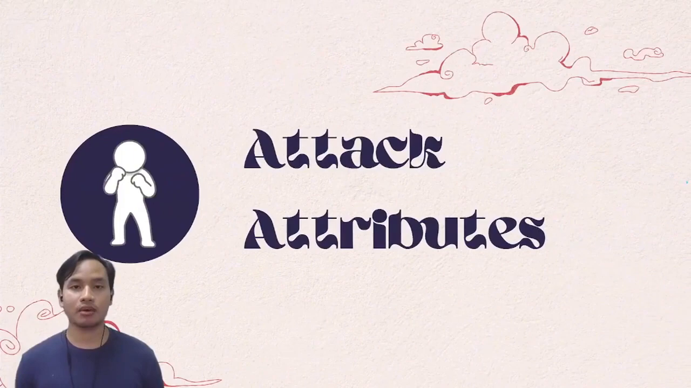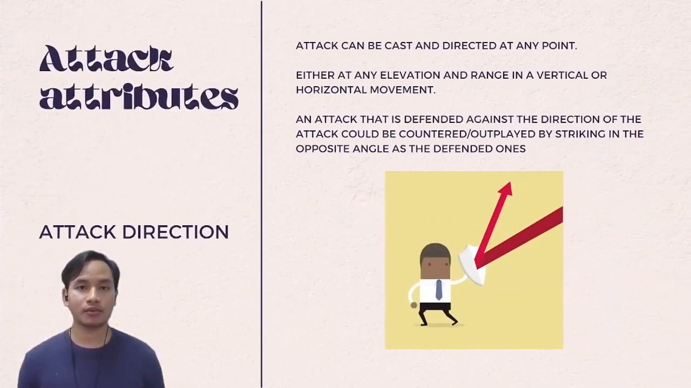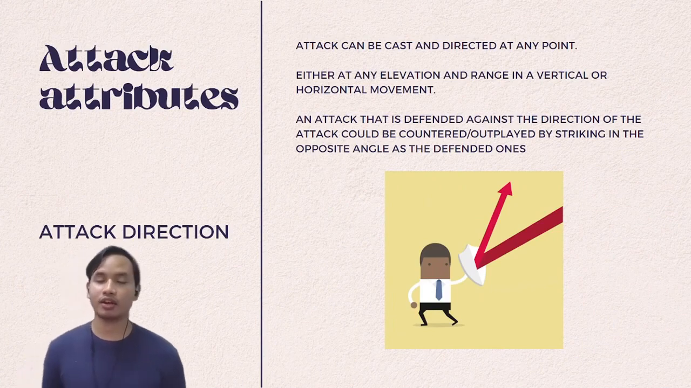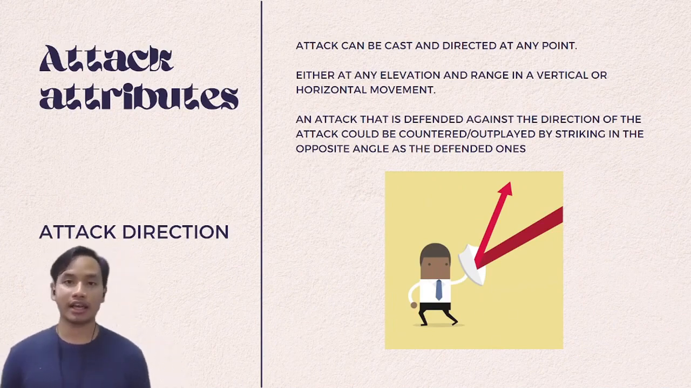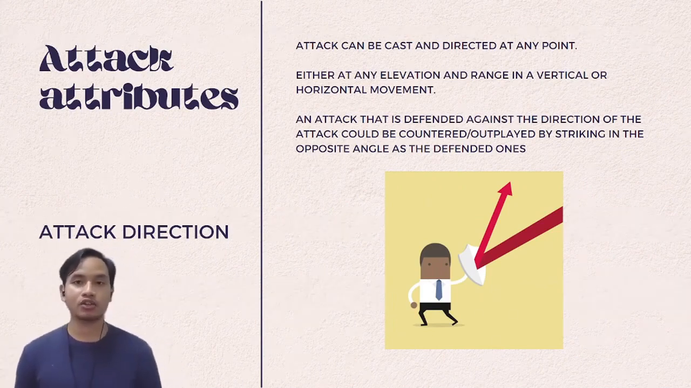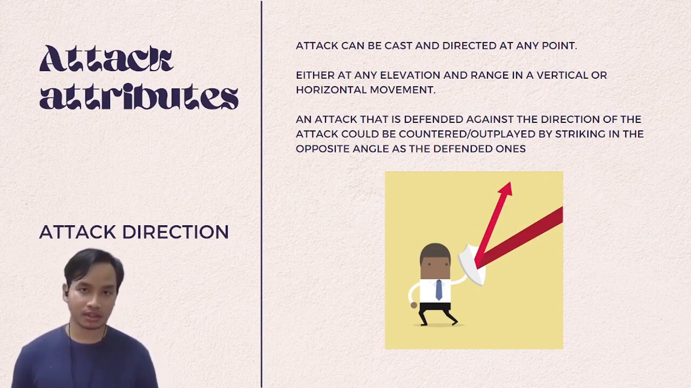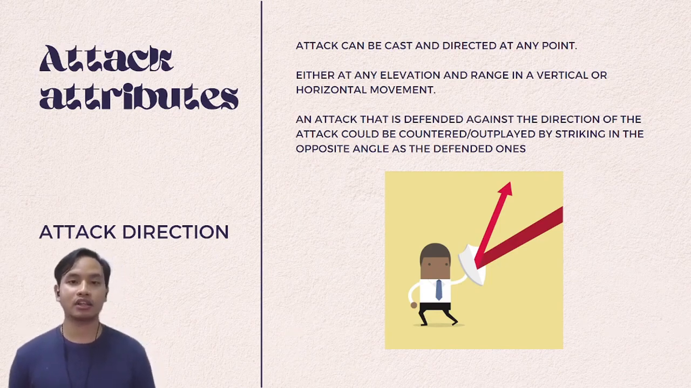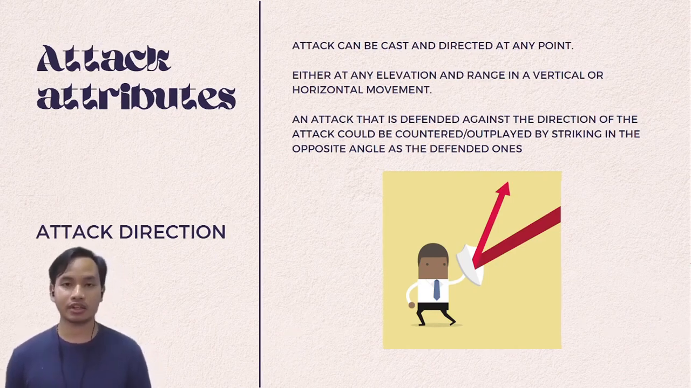For the attack attributes, I will be discussing the attack movement, which is the attack direction, which is the way that the attack can be cast in a direction at any point, at any elevation or any range, through a vertical or horizontal movement. It can also be defended by blocking the flow of the attack, and also be automatically blocked by casting in the opposite direction.